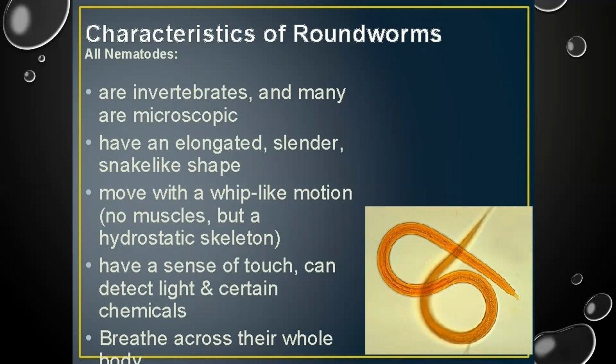Whip-like motion. Next, they have a sense of touch. They can detect light and certain chemicals. For these roundworms, they can detect certain chemicals, and they have a sense of touch. They can feel you if you touch them. What else? They breathe across their whole body, but their body should be moist. If their body is dry, they cannot breathe and they are going to die. So these are the characteristics of roundworms.